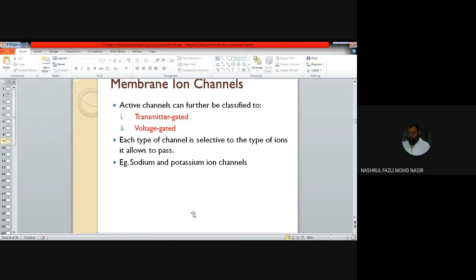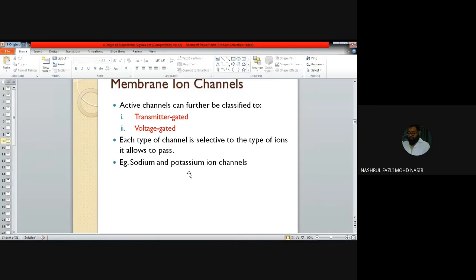Coming back to our class, sorry. Active channels: we have two types, transmitter gated and voltage gated. This will be elaborated in the next few slides after this.